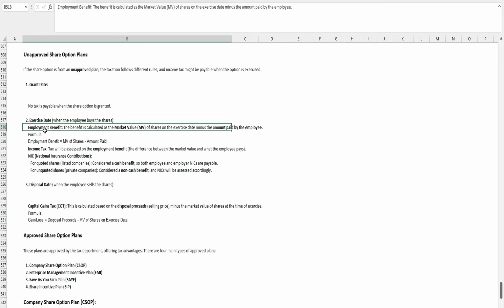And how is it calculated? The market value of the shares on the exercise date less whatever amount the employee has paid. Okay, the difference of the two will be taxed under employment benefit, right? And once the employment benefit arises, then income tax consequences also arise, and NIC also has to be paid.